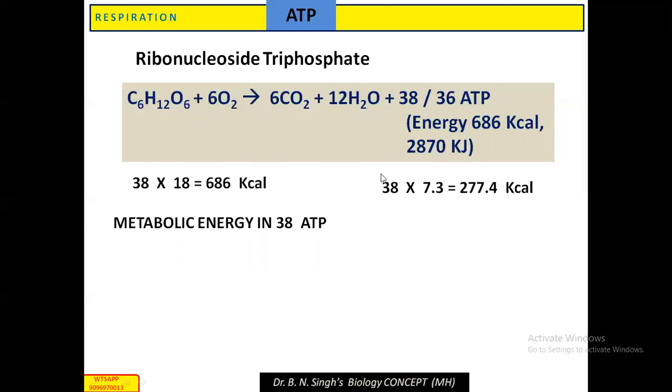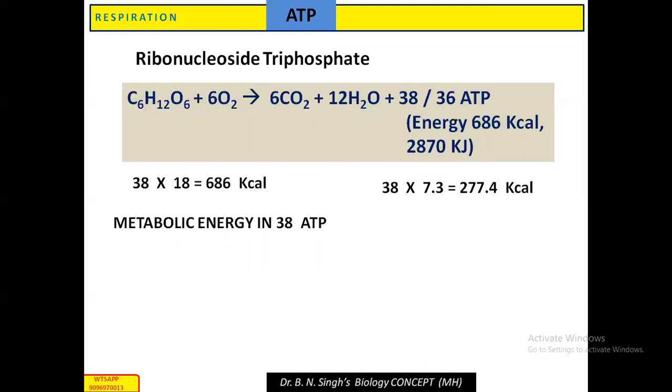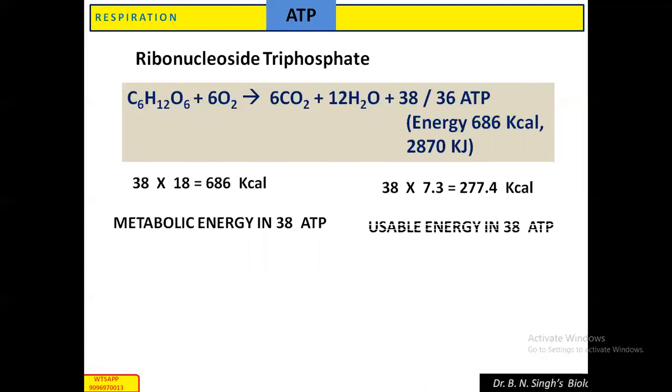Then how much usable energy is present in 38 ATP? It is 277.4 kilocalorie for one glucose molecule. The usable energy is 277.4 kilocalorie energy.